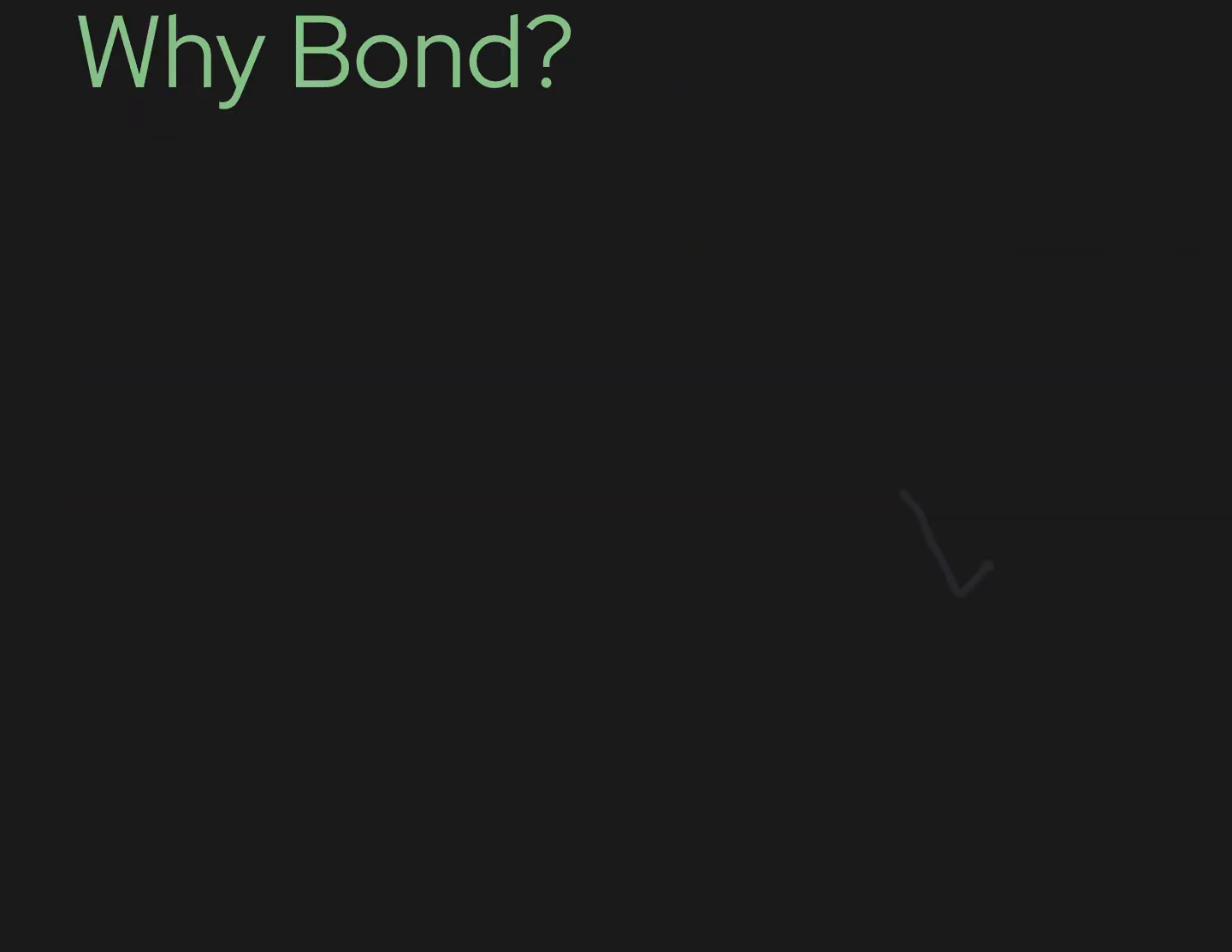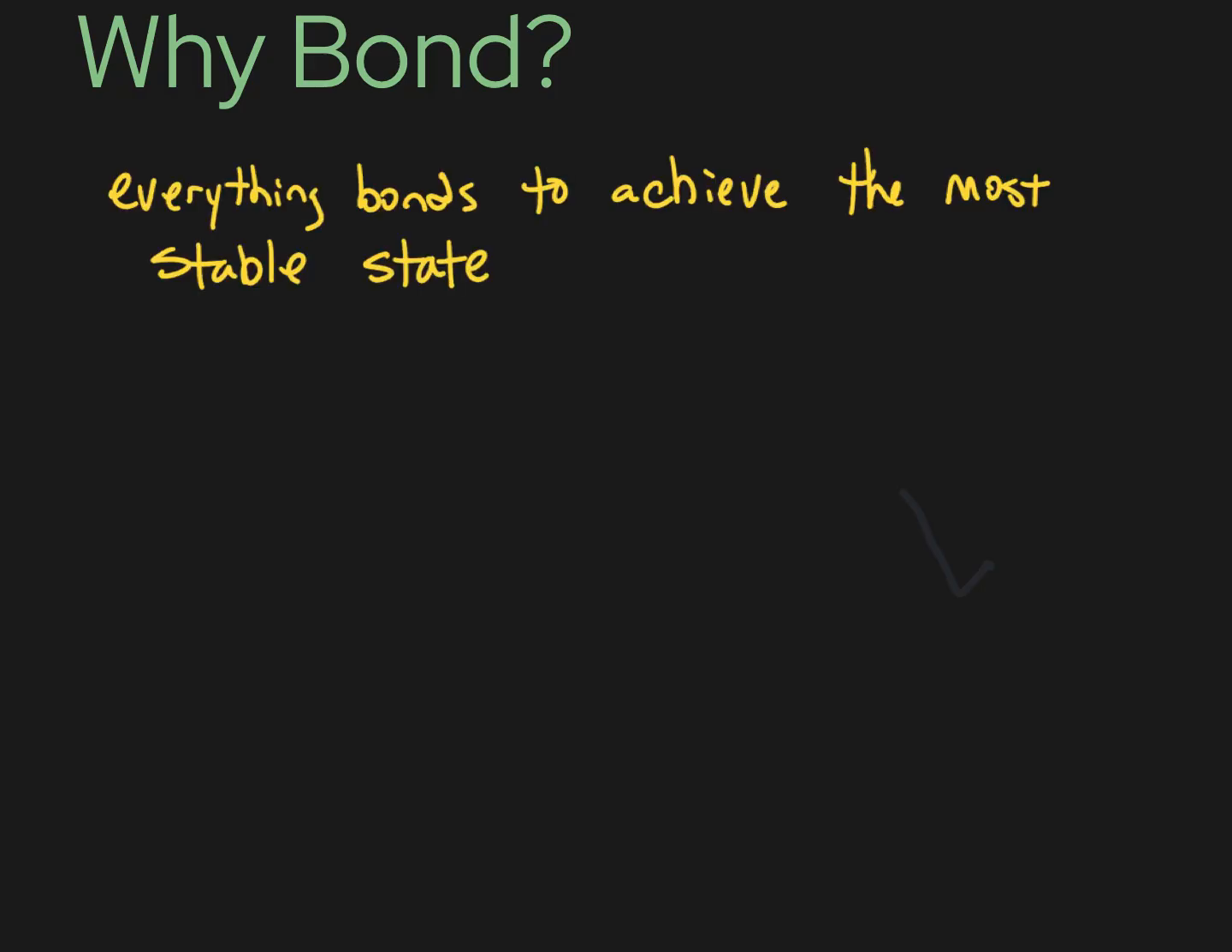So the first thing I want to talk about is, what is the motivation of two elements to form a bond? Why do they bond? Well, everything bonds in chemistry in order to achieve the most stable state that they possibly can. Think of this as a relationship between two elements. They want to have a stable relationship, and so they're going to figure out a way to become most stable. And there's a way to determine stability, which we're going to talk about on the next slide.